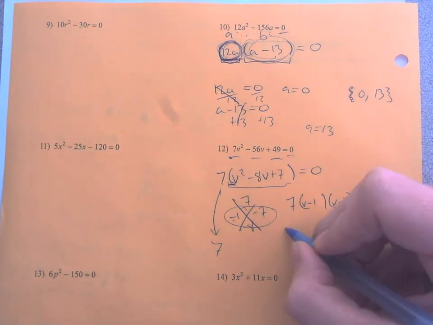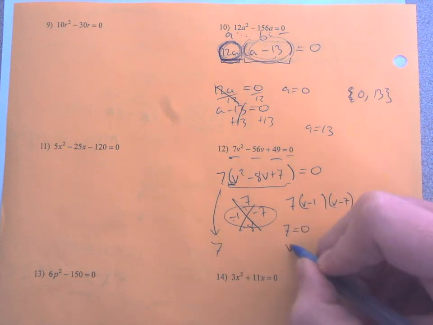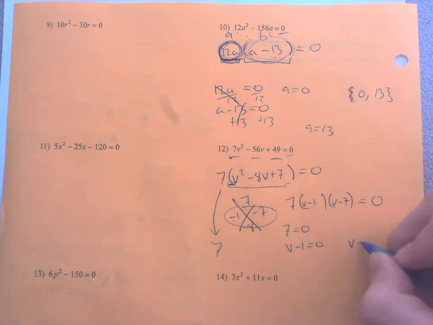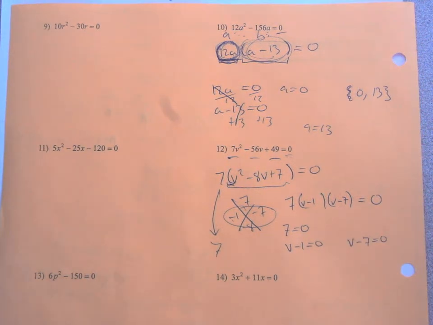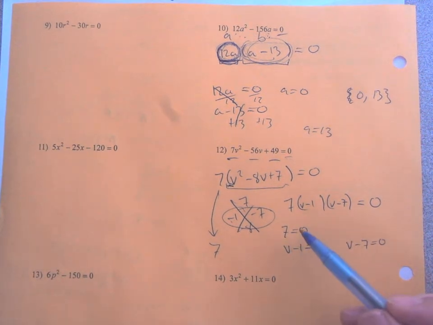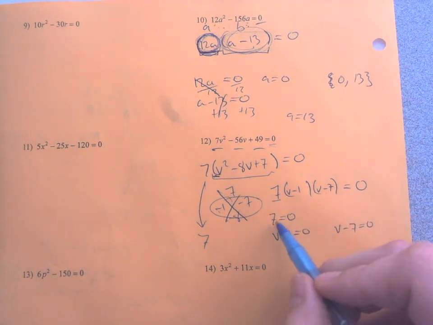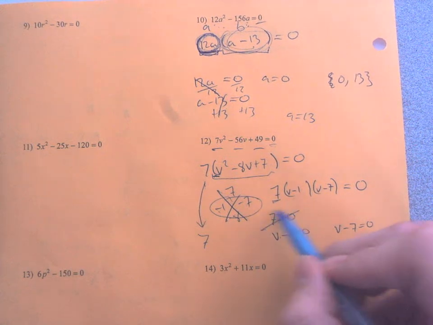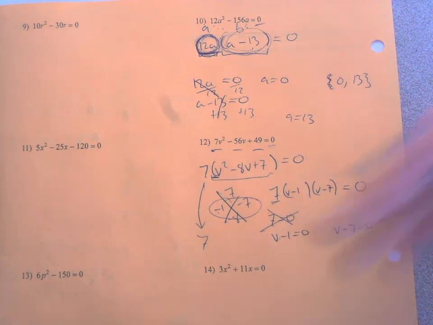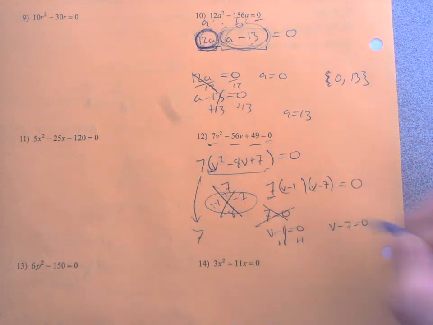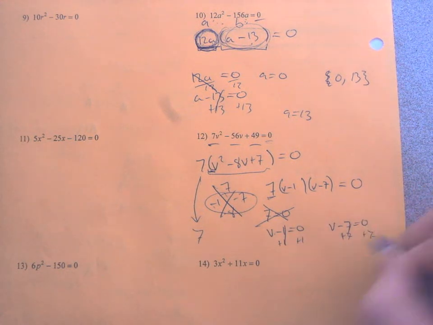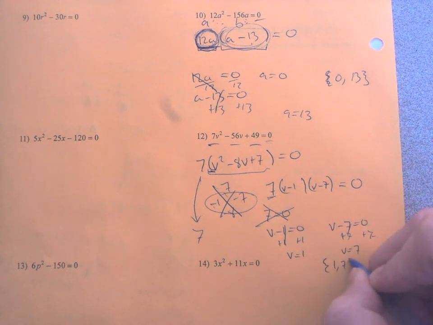But even if we did, that would look something like this. Either 7 is equal to 0, or v minus 1 is equal to 0, or v minus 7 is equal to 0. So notice there's no variable in here. This is just an equation that's never true. 7 is not equal to 0. There's no way we can get v by itself because there's no v. So even if you were to take that constant factor and set it equal to 0, that just doesn't make sense. And you can just continue from there. So we're going to add 1 to both sides, add 7 to both sides over here. So v is equal to 1, v is equal to 7. And my solution set is 1, 7.